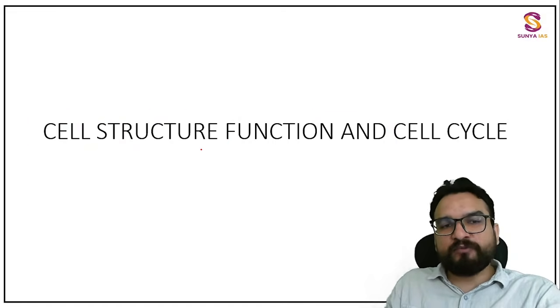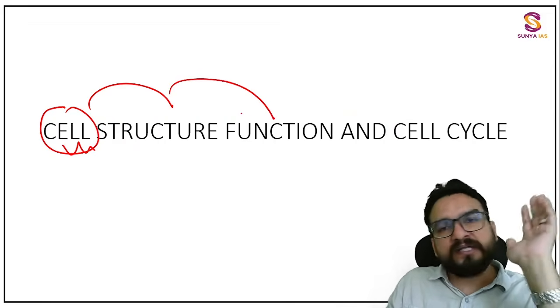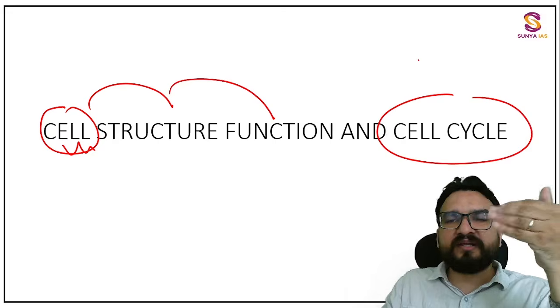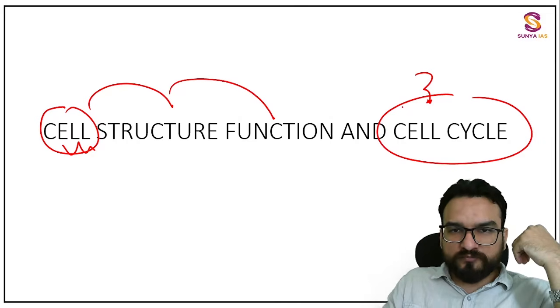What you are understanding is that for whatever cell organelles we have, their structure and function are asked frequently. Every year they will be asking. And this cell cycle comes with a 2 or 3 year gap. You will find that the cell cycle question is coming. Alright. So what will be our objective of this particular lecture?